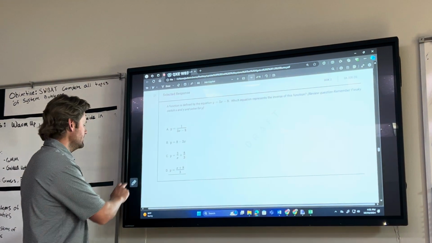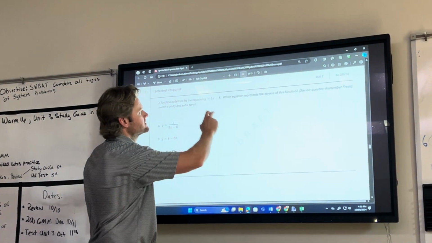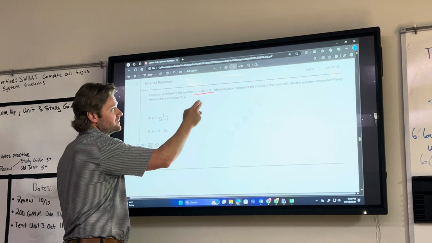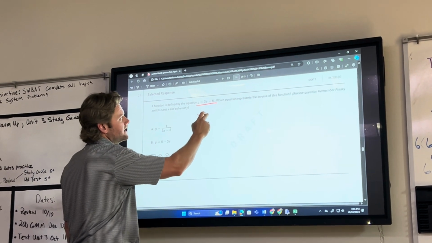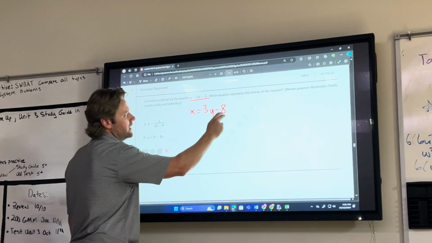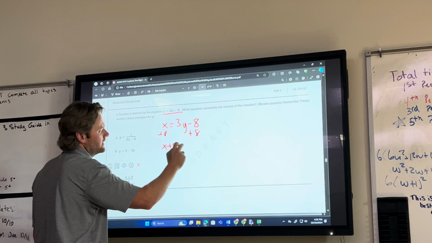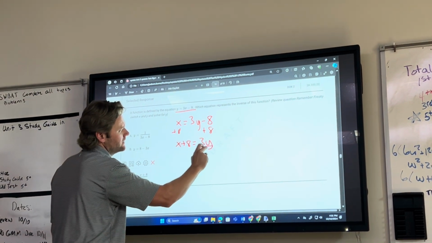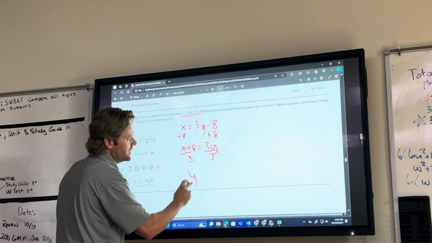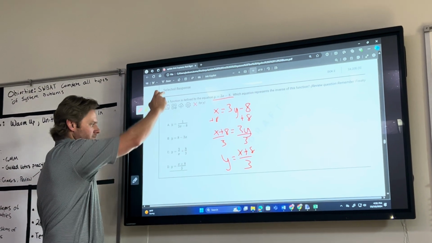Freaky Friday, the inverse of a function. Don't forget, I even gave you the hint, right? All you got to do is switch your x and your y. So x equals 3y minus 8. Solve it for y. Add your 8 to each side. So I get x plus 8 equals 3y. Divide by 3. So y equals (x plus 8) divided by 3. All right.